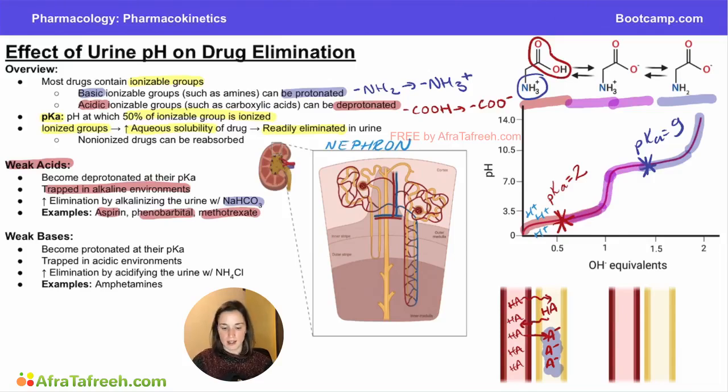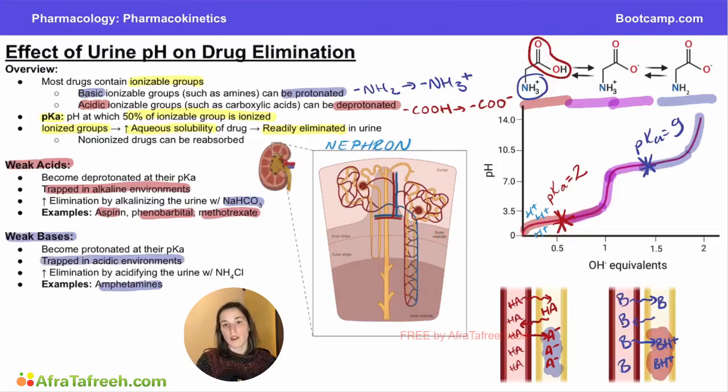This concept is exactly the same for drugs that are weak bases, such as amphetamines. These drugs will become charged in more acidic environments by becoming protonated, which means that if we make the urine more acidic, the drug will get trapped in the tubules and eliminated more efficiently. We can make the urine more acidic by giving IV ammonium chloride and letting the kidneys do their job of deacidifying the blood by moving that excess hydrogen into the urine.